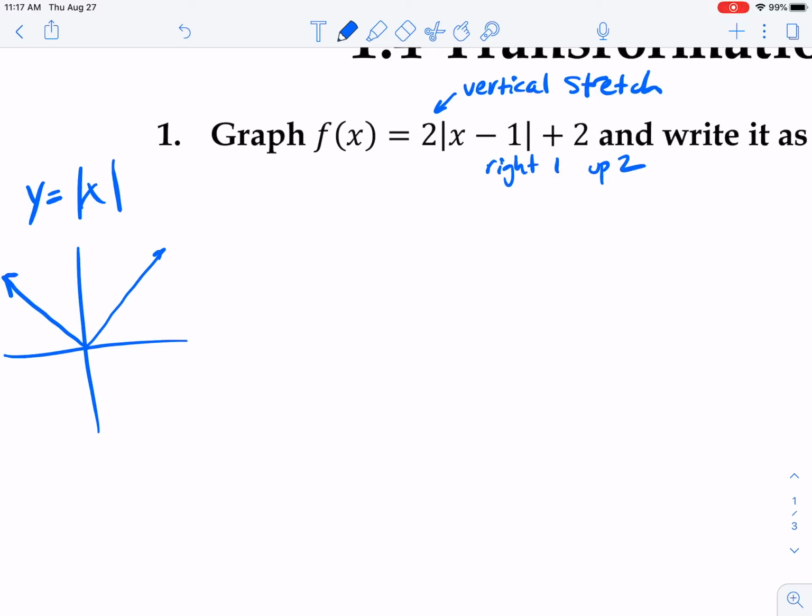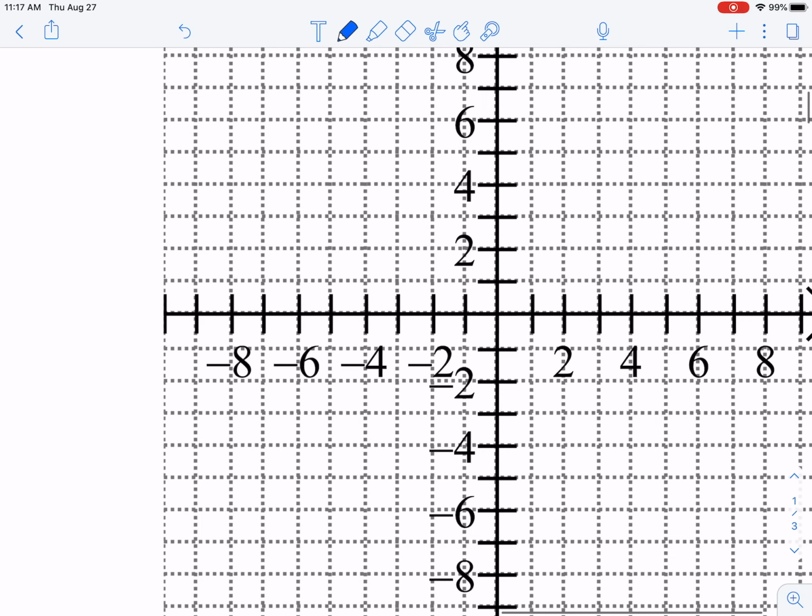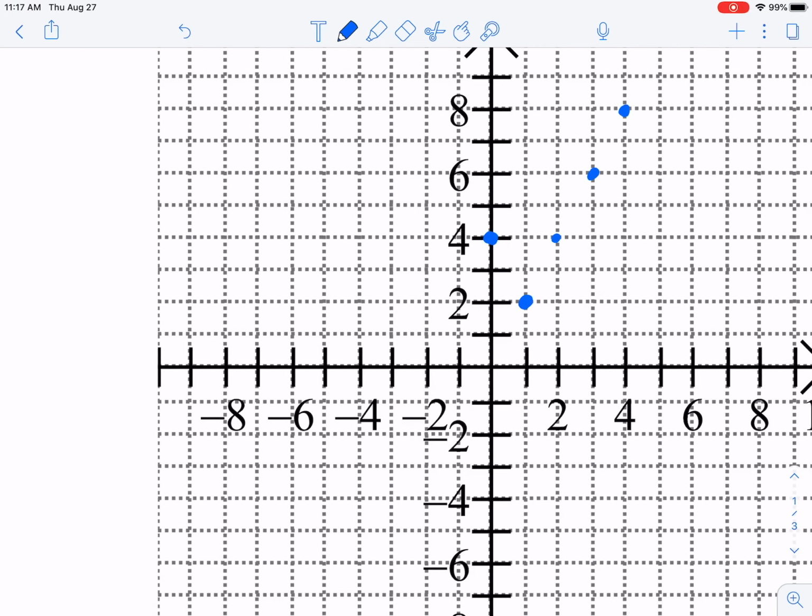So the minimum value is going to be at (1, 2). We're somewhere here at (1, 2), and the vertical stretch gives us a slope of 2. So we go up 2 over 1, up 2 over 1, and this is a slope of positive 2 right here. Pretend I can draw a straight line, and then we've got a slope of negative 2 on the other side. And so this is now our absolute value function.